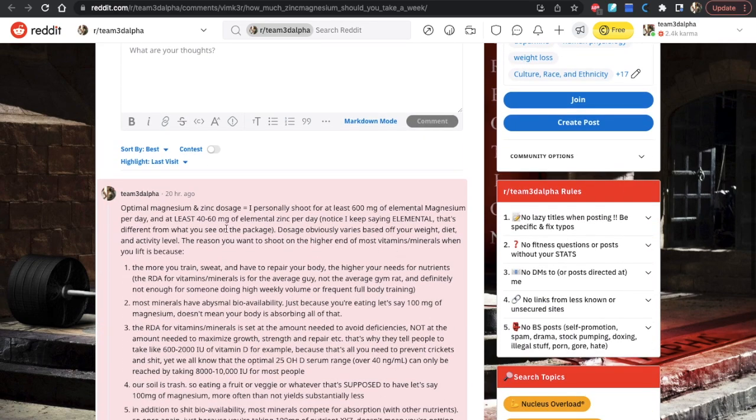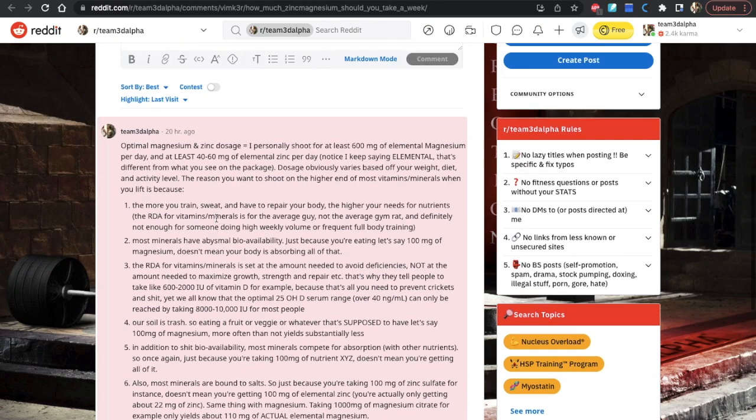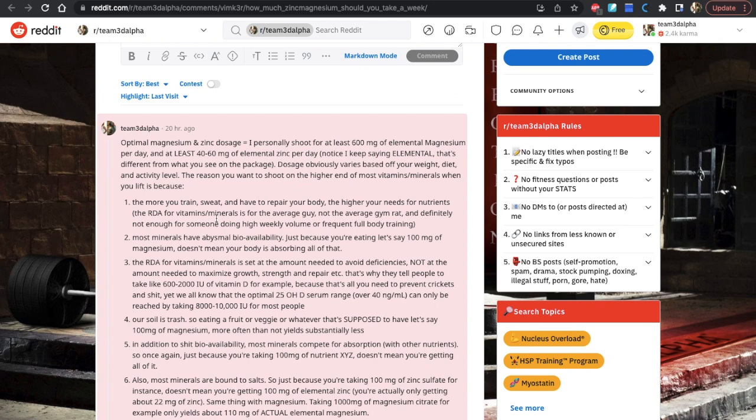So that's why my recommended dose for elemental magnesium, meaning magnesium minus the weight of whatever it's bound to, I go for at least 600 milligrams because I know I'm losing some through sweat, urine. I know I'm not absorbing all of it. And again, all these other reasons here, right? And I try to shoot higher. Sometimes I go for 1,000 milligrams, right? But again, consult your doctor, find out what's good for you.